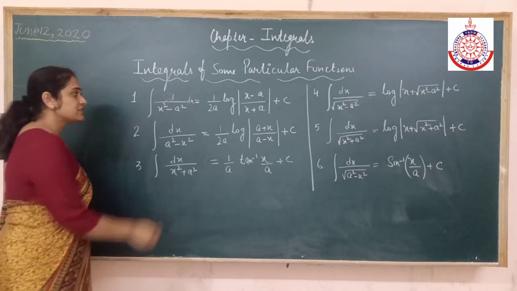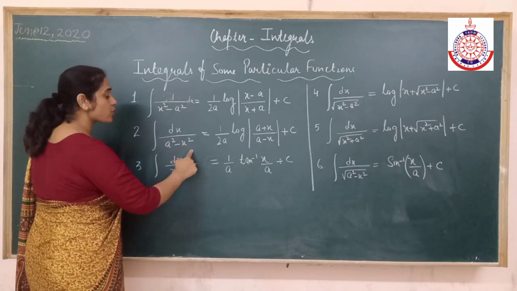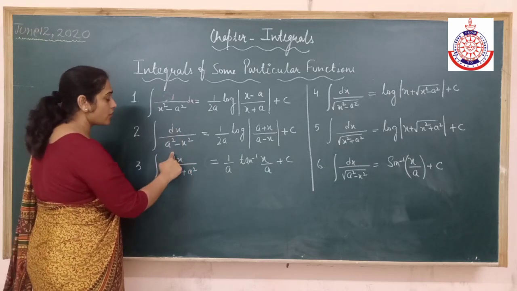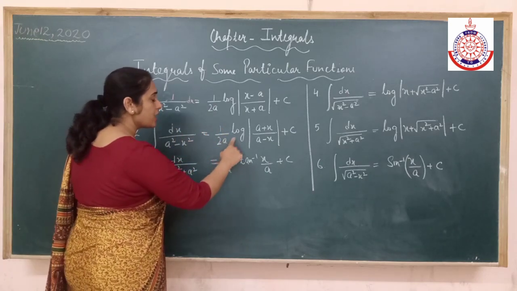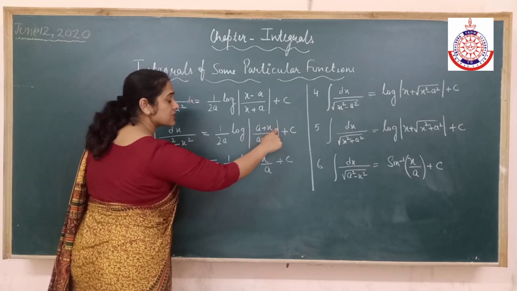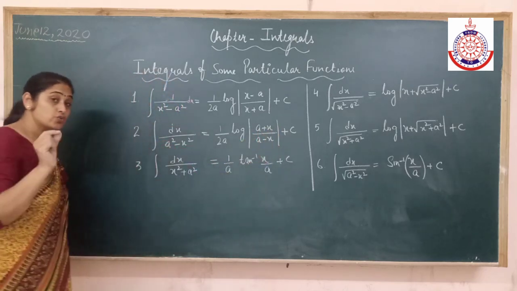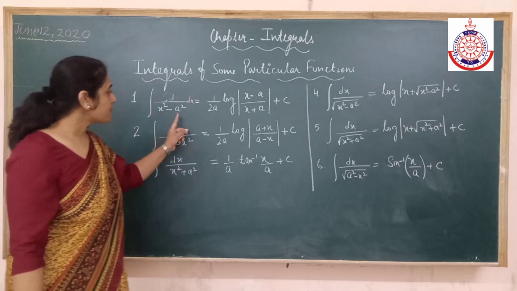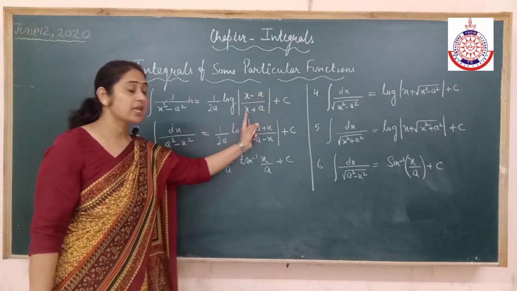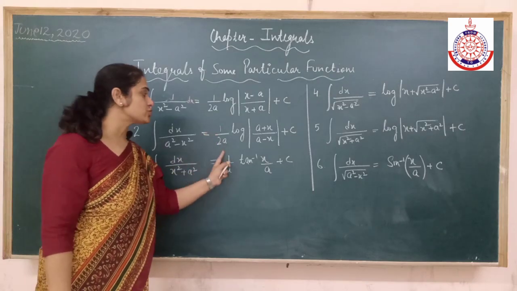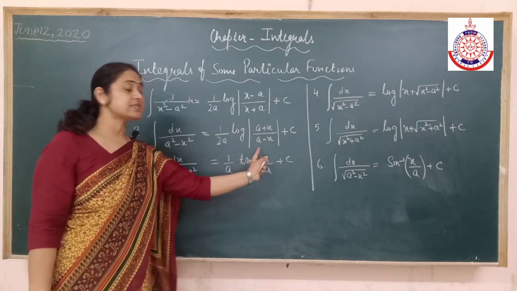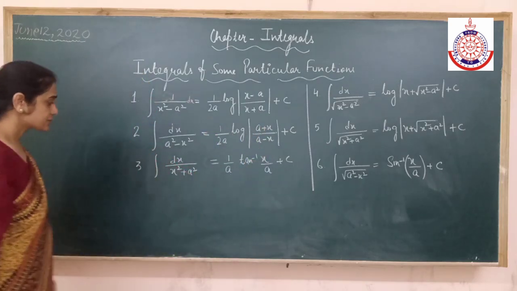Alright, and if the same thing comes as a squared minus x squared, that is 1 upon a squared minus x squared, then it is 1 by 2a log of (a plus x) upon (a minus x). Don't get confused. For x squared minus a squared, it is x minus a upon x plus a. When it is a squared minus x squared, it is 1 by 2a log of (a plus x) upon (a minus x).